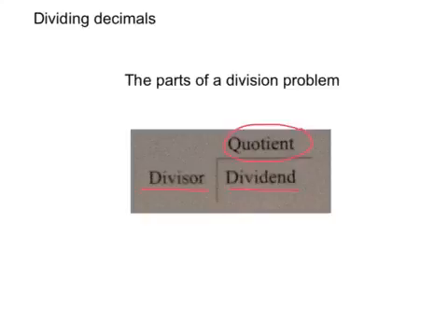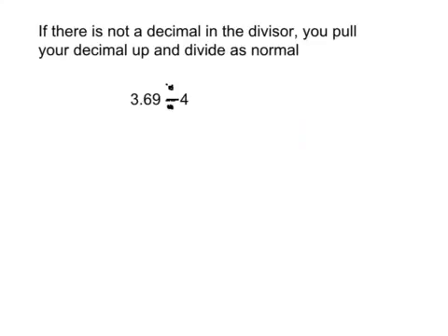So those are the different parts of a division problem, and I wanted to begin with that because I'm going to be using those words, quotient and divisor and dividend. So if you're not familiar with those words, try to use them more and more, and that way you can be more accustomed to that vocabulary. So we're going to start by looking at a division problem that does not have a decimal in the divisor. If there is not a decimal in the divisor, all you have to do is pull your decimal up and divide as normal.